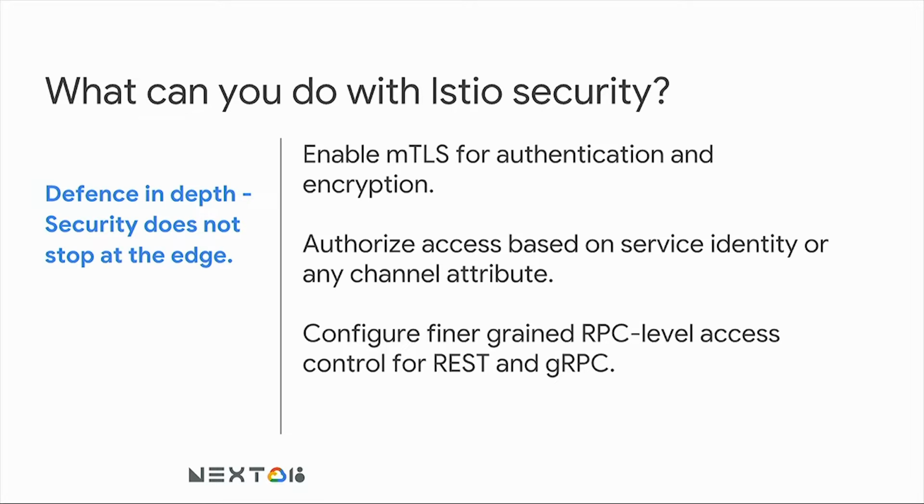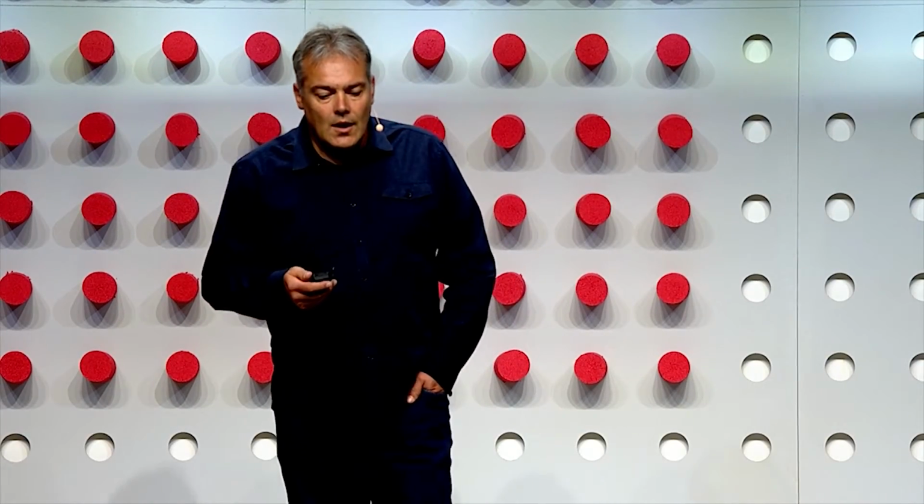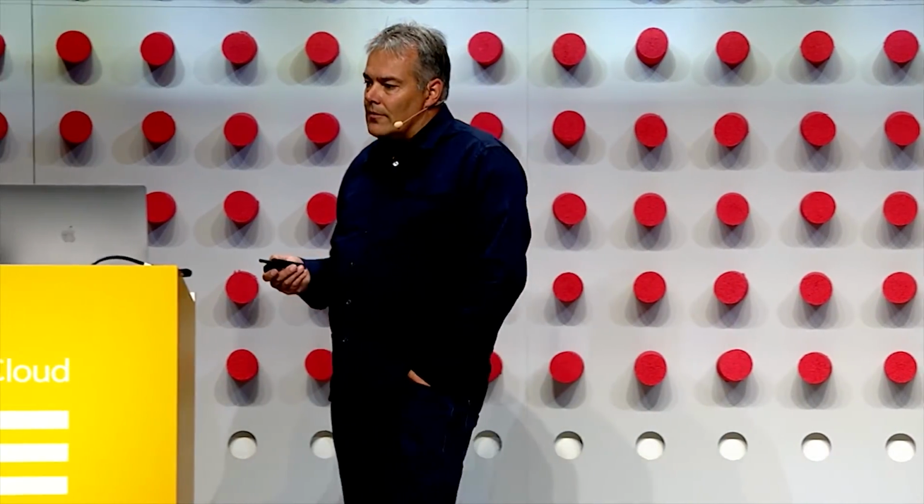We also have the ability, and we do that effectively based on service identity and channel attributes. So it's more than actually just providing MTLS. We can also control the level of access. So service A can talk to service B at full access. Service C can talk to service B at maybe read-only access. So you can do things like that as well.